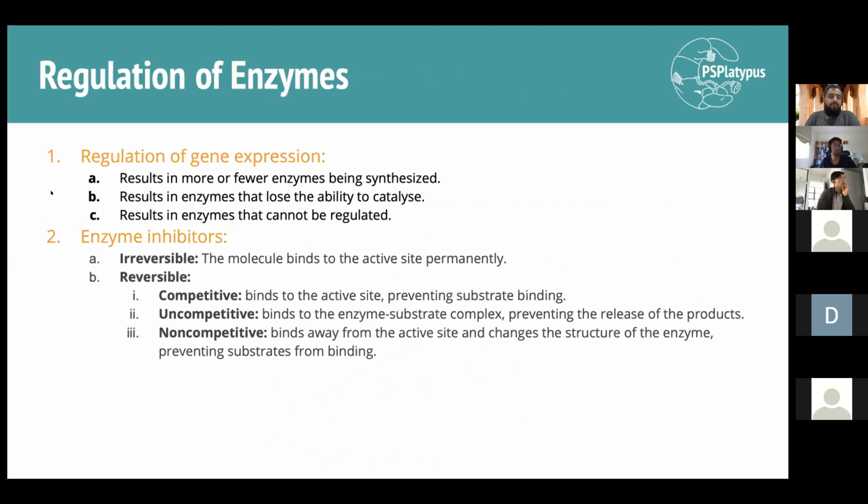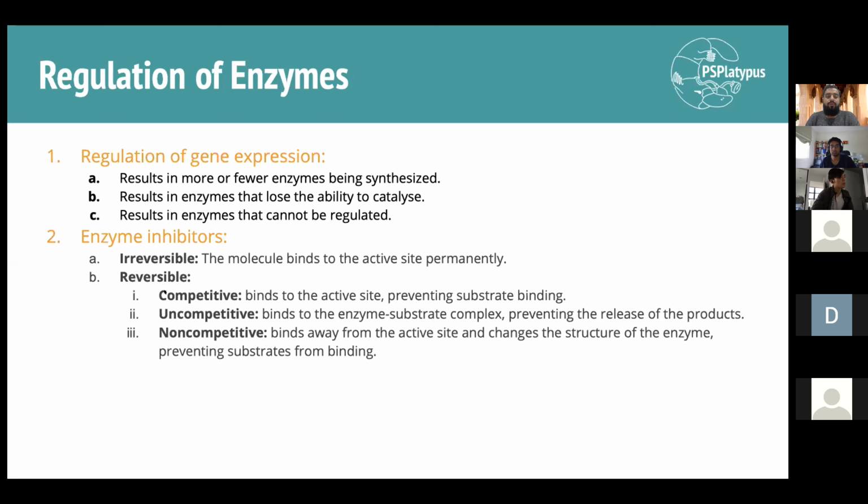And if we talk about the regulation of gene expression, it might result in more or fewer enzymes being synthesized, or it can result in some enzymes that will lose the ability to catalyze or cannot be regulated at all. And there are also enzyme inhibitors, so we can classify them into two groups: irreversible. Irreversible means when they bind to the active sites, they will bind permanently, and the enzyme will no longer be a catalyst.